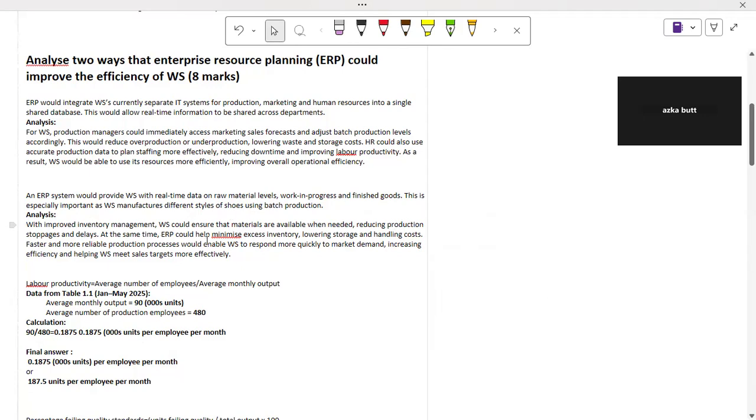At the same time, ERP could help them minimize excess inventory, lowering storage and handling costs, with faster and more reliable production processes. It would enable WS to respond more quickly to market demand, increasing efficiency and helping WS meet sales targets more effectively. So this will be the benefit of ERP.